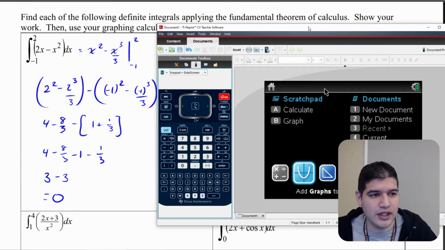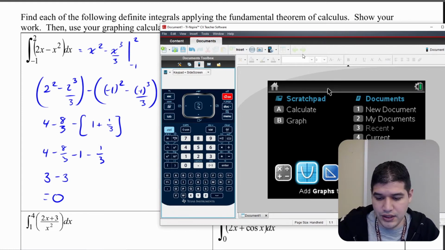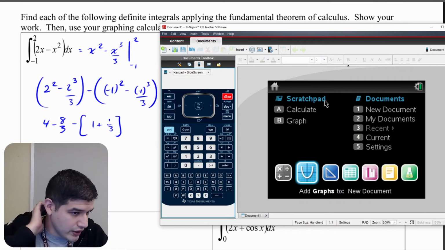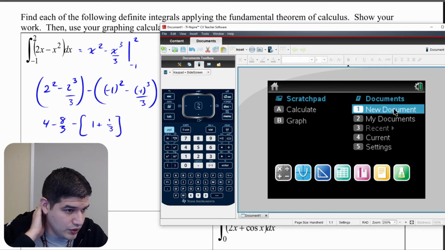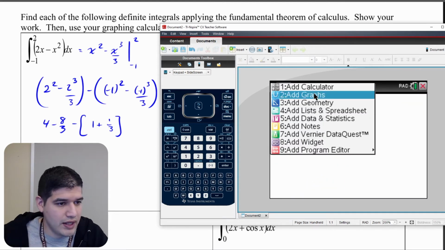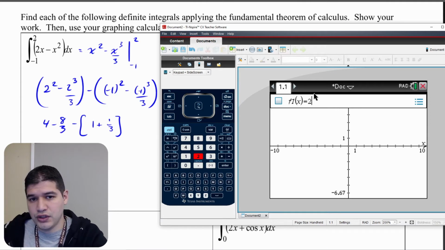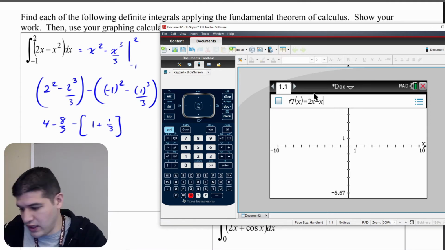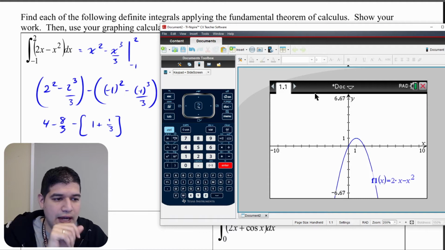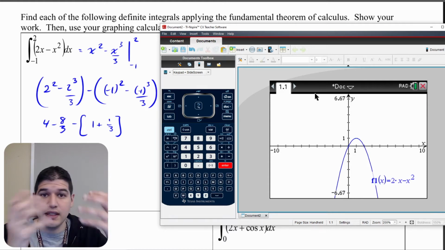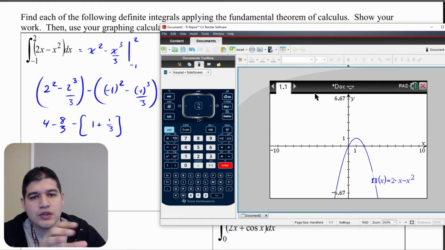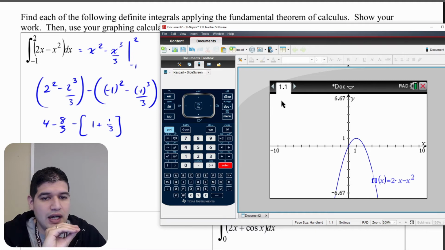So I have my calculator here, and this is the way that I like to do it. We're going to make a new document. No, don't save that. And we're going to add a graph. What I want us to do is put in our function 2x minus x squared. So go ahead and graph that, and we get our function, and we can see that it is a parabola. So what I want to do is find the integral.